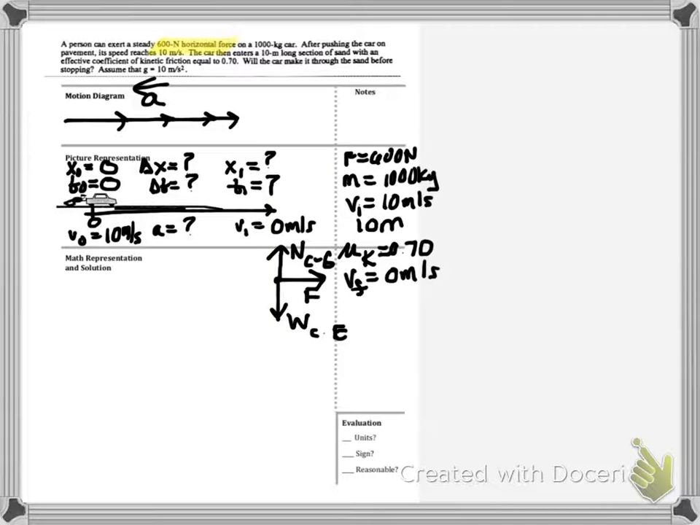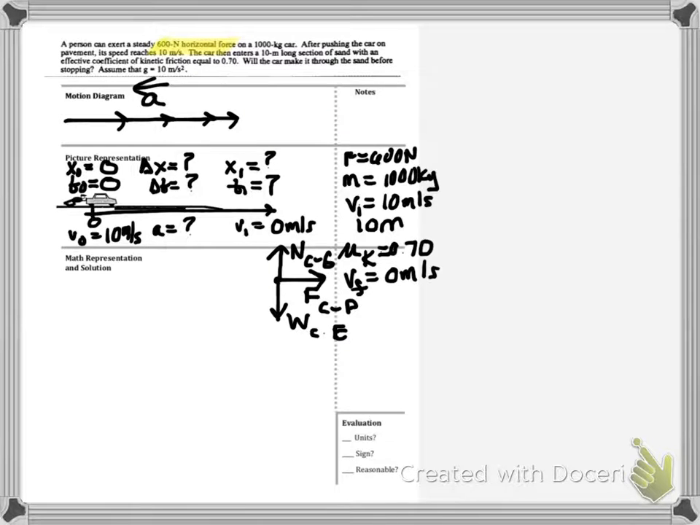The guy is going to push with a force. I'm just going to call that the force on the car by the person. And then there's also friction. Now this one's a little interesting. We know there's friction because you're given a mu. Friction's going to oppose the motion. If the car is going to the right, friction will oppose that and will act to the left. We have to decide whether friction is the same length, longer or shorter than the guy's push.